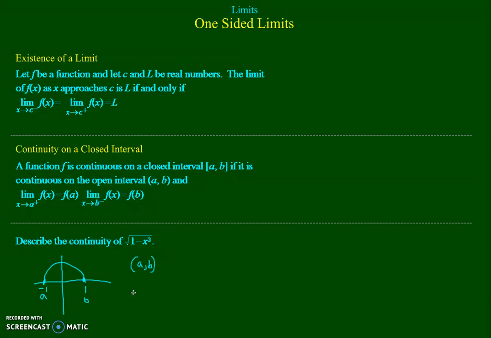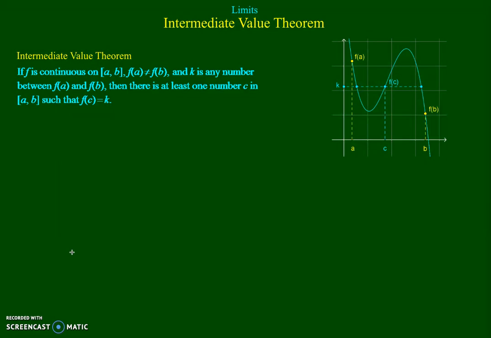Now we're going to move forward with this idea of continuity on a closed interval, and we're going to look at a very important theorem. This theorem is called the intermediate value theorem, and it says if function f is continuous on a closed interval [a, b], and if f of a doesn't equal f of b, and k is any number between f of a and f of b, then there is at least one number c in the closed interval [a, b] such that f of c equals k. As usual, a lot of complicated language, but it's relatively straightforward when we analyze it.